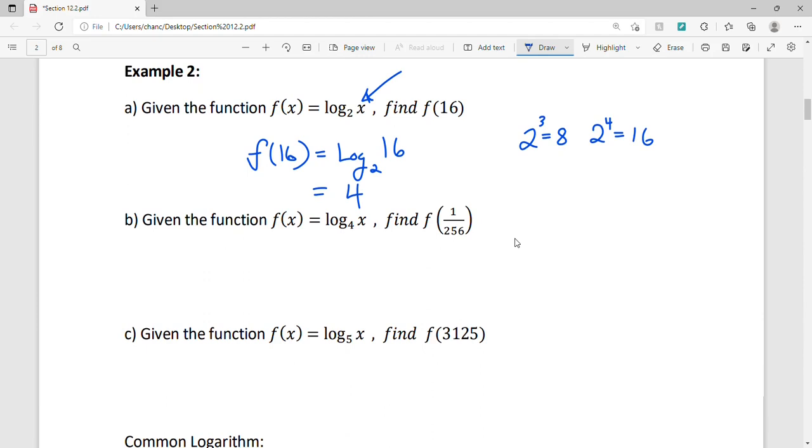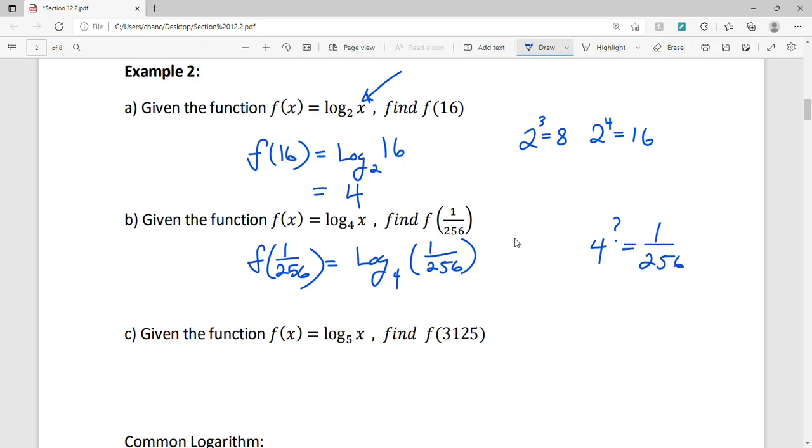Part B, we're finding f of 1 over 256. F of 1 over 256 is equal to log base 4 of 1 over 256. I use parentheses around the argument so the reader knows that 1 over 256 is the entire argument. Now we'll have to guess. 4 raised to what power is going to give us 1 over 256?